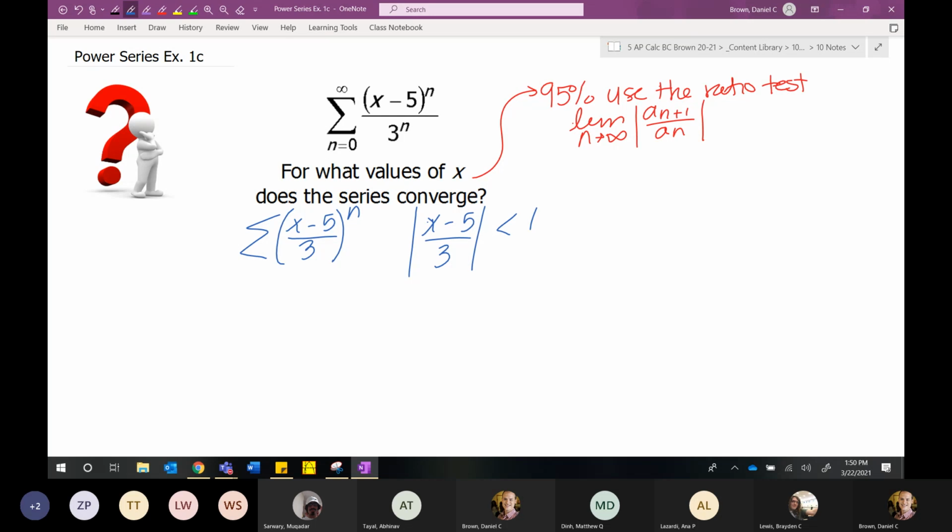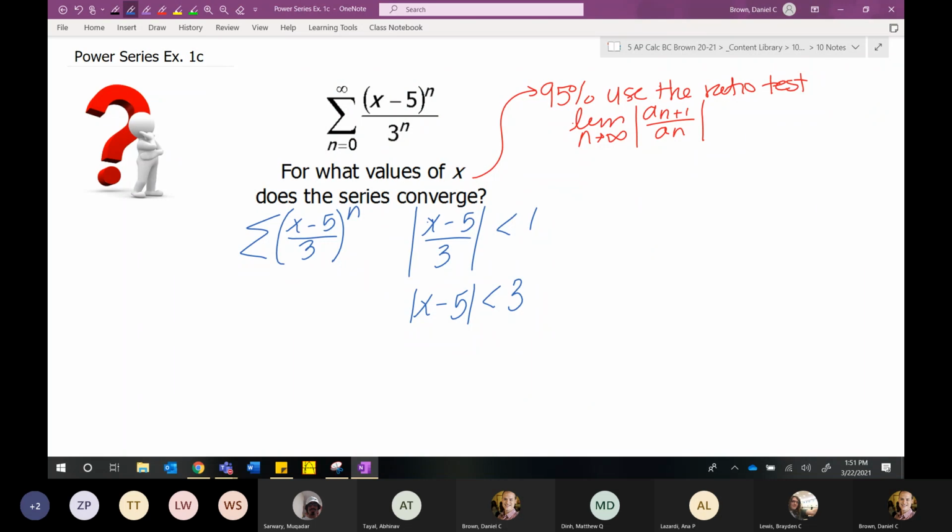Different things. I might multiply by 3, just get rid of that fraction. The absolute value of 3 is 3, so I can take it out. So I have the absolute value of x minus 5 less than 3 times 1, which is 3. And then we need to remind ourselves about solving an absolute value.